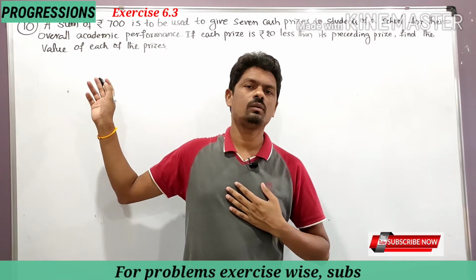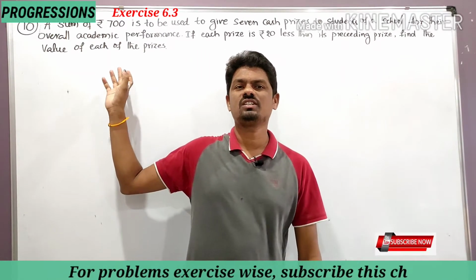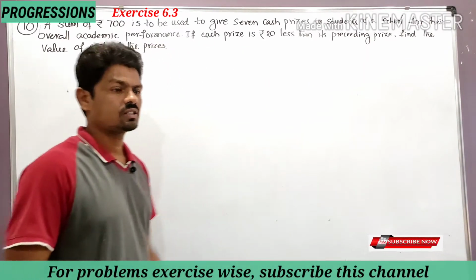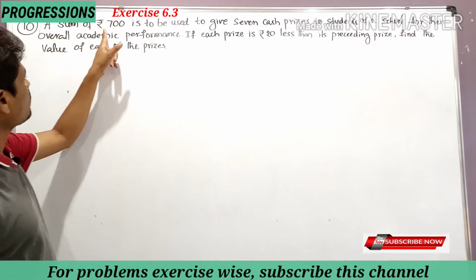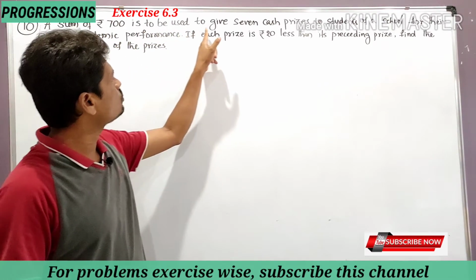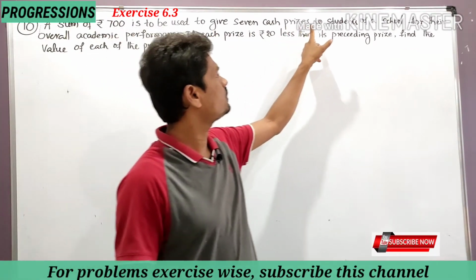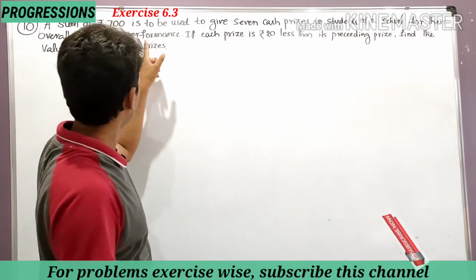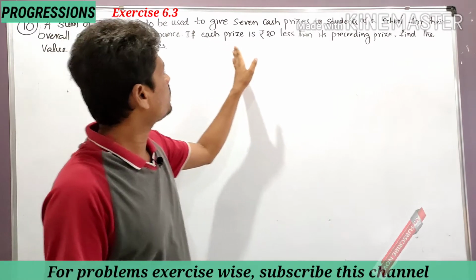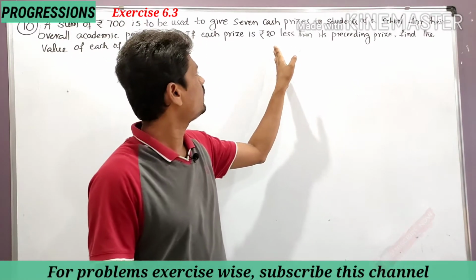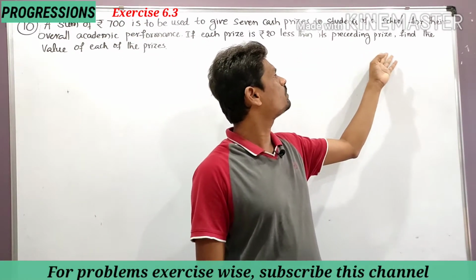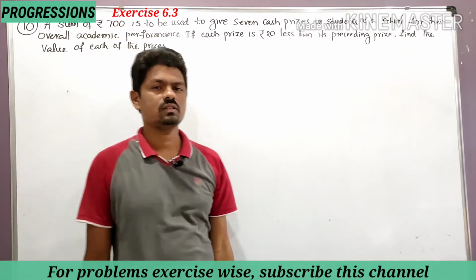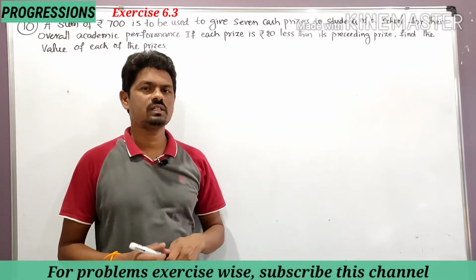Today we are going to solve a problem from the chapter Progressions, exercise 6.3, 10th problem. See here what it is asking us to find. A sum of rupees 700 is to be used to give 7 cash prizes to students of a school for their overall academic performance. If each prize is rupees 20 less than its preceding prize, find the value of each of the prizes. So this is the problem given.